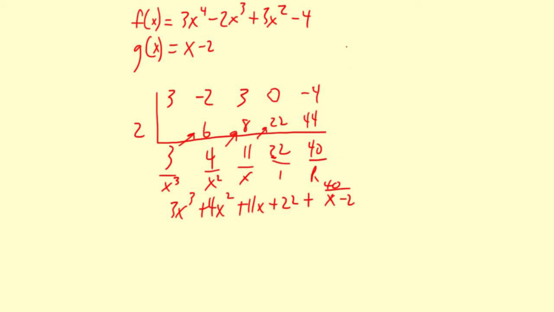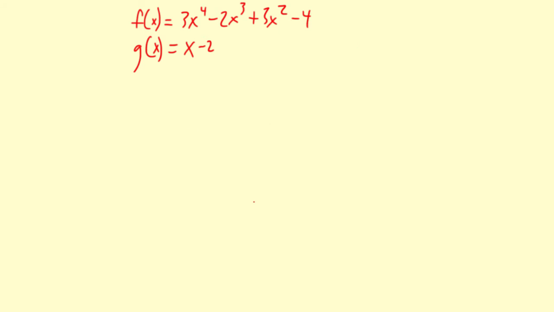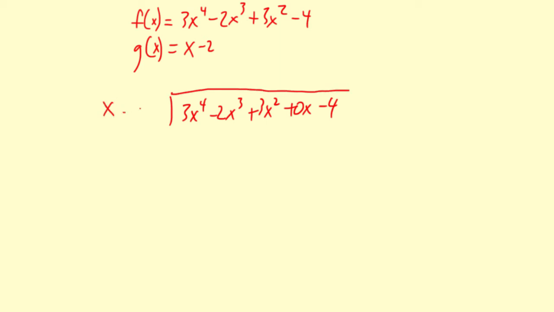Long division is a bit longer process, just like the name. And long division doesn't have any restrictions. You can divide by any polynomial. So if you're dividing by an x squared or that type of thing, long division is your way to go. So let's divide 3x to the fourth minus 2x to the third plus 3x squared plus 0x minus 4 divided by x minus 2. So then you just do like a regular long division problem.